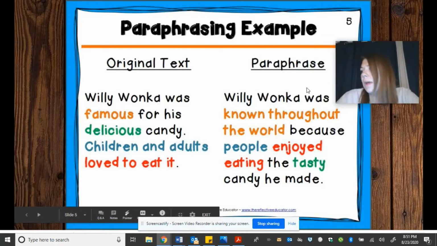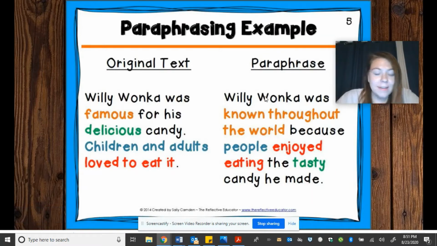Also, if you can hear Moo Cow snoring, I apologize for that. Life with dogs.